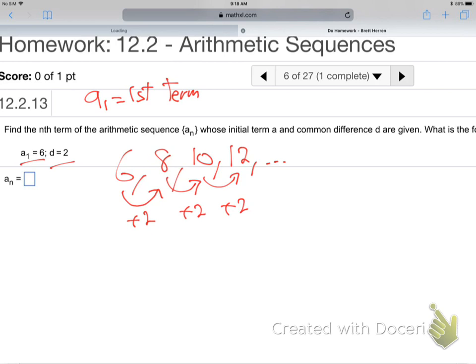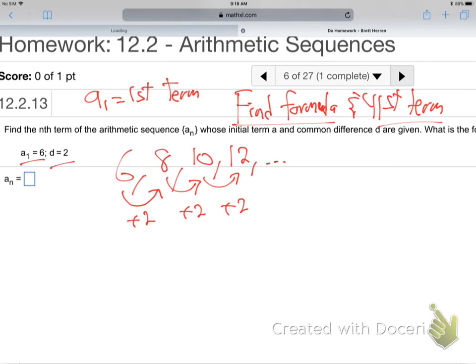Now, here's what they want, though. They want me to find a formula. The question's off the screen, let me write up here: find a formula and the 41st term. Okay, so there's the sequence, 6, 8, 10, 12, etc. But they want me to find a formula and the 41st term.